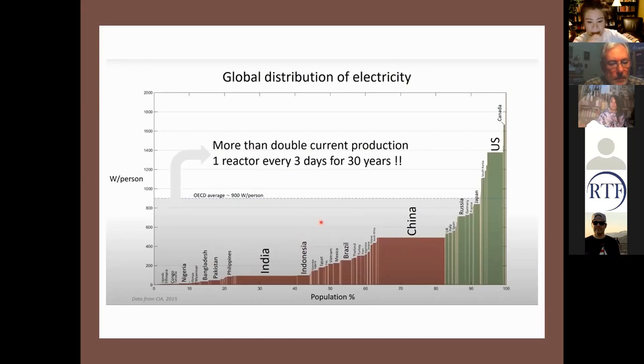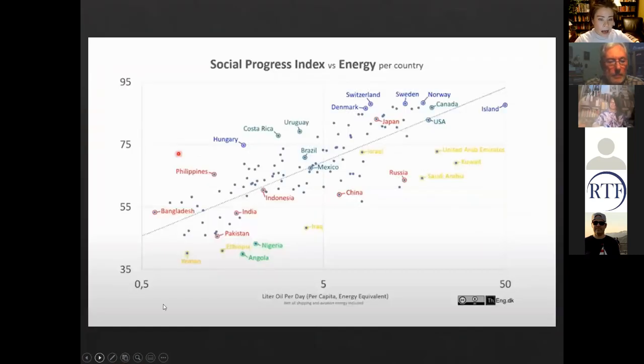And he was making the point that in order for this part of the world to catch up to this green line, you would need one nuclear reactor every 3 days for 30 years. Now, as I'm going to go into in a little bit, it doesn't even have to be that way. But all to say is that nuclear reactors are the fastest way to get to that point. And I'll discuss fission and what the future holds for fusion. But these other energy sources are not going to get you there in 30 years' time. This is another graph that Cloud had shared showing the social progress index versus energy. So it's clear that your access to energy as a country is going to determine your standard of living. There's no way around that reality either.